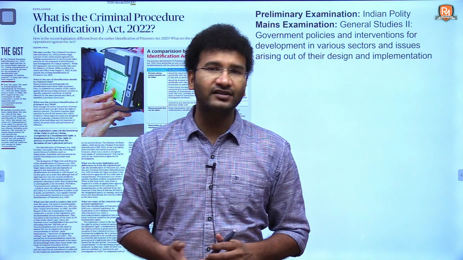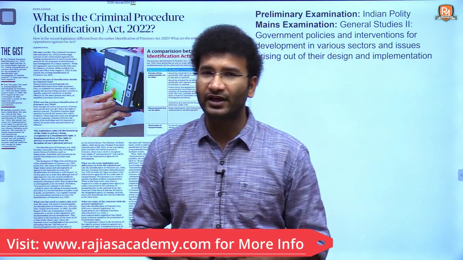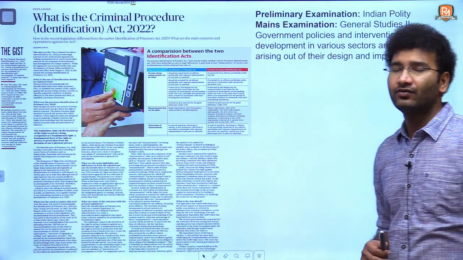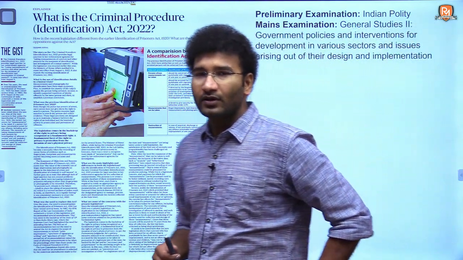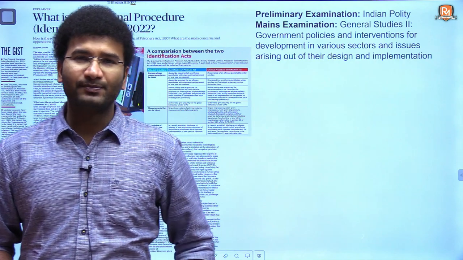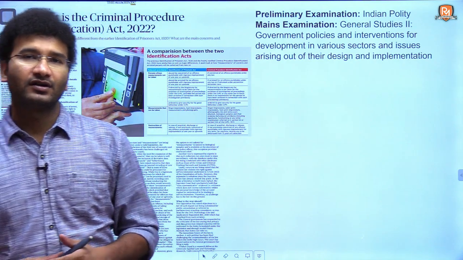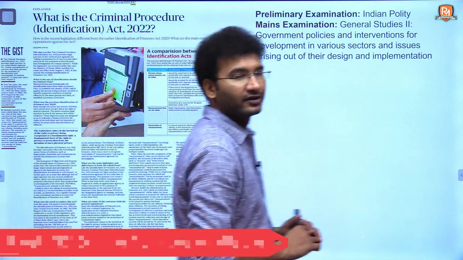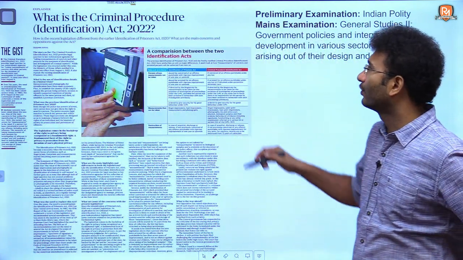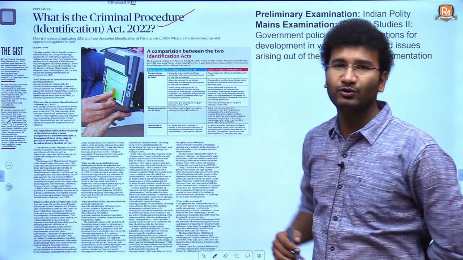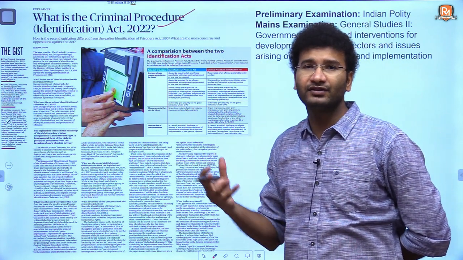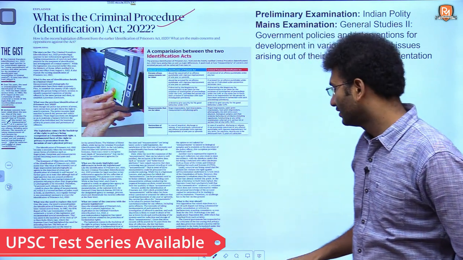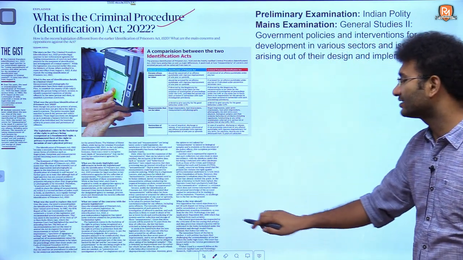So let's start this session, and our first article for today is: what is the Criminal Procedure Identification Act of 2022? Recently the Parliament has passed this act after so much of a tussle, and this act is now enacted. Firstly, before we start to understand this article, you need to understand the applications of this particular article with respect to our examination. For that, let's quickly see where exactly this article falls.